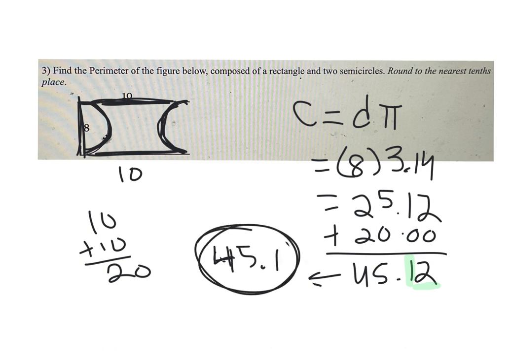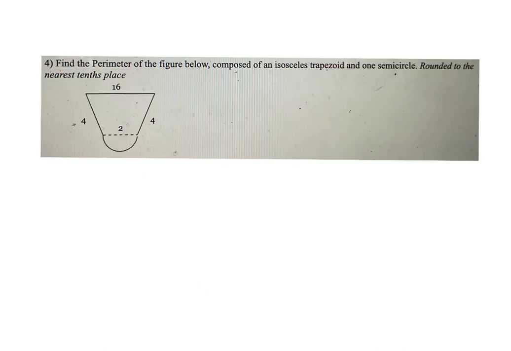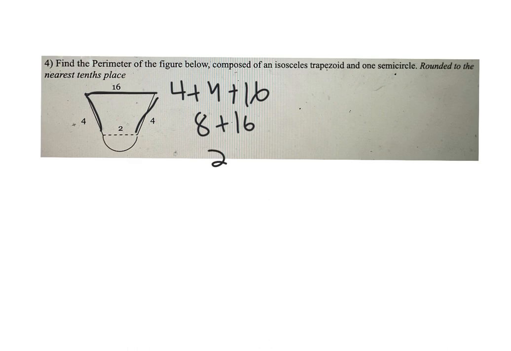Now we're done. All right, find the perimeter of the figure below, composed of an isosceles trapezoid and one semicircle, rounded to the nearest tenth place. So if you want to find the perimeter, you have to add up the distance of all of the sides. So we have 4 plus 16. That's going to be 8 plus 16, which is 24.